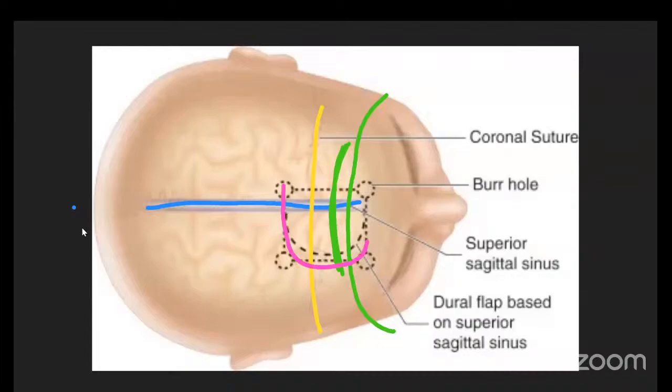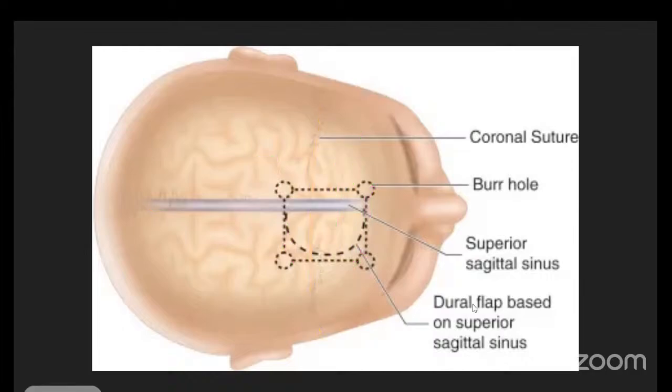This is the hinge flap or the trapdoor or horseshoe incision, whatever you want to call it. You make the base towards the superior sagittal sinus, and then you flip it on the other side so that this entire thing is exposed. Let me show you the incision and the craniotomy as well.